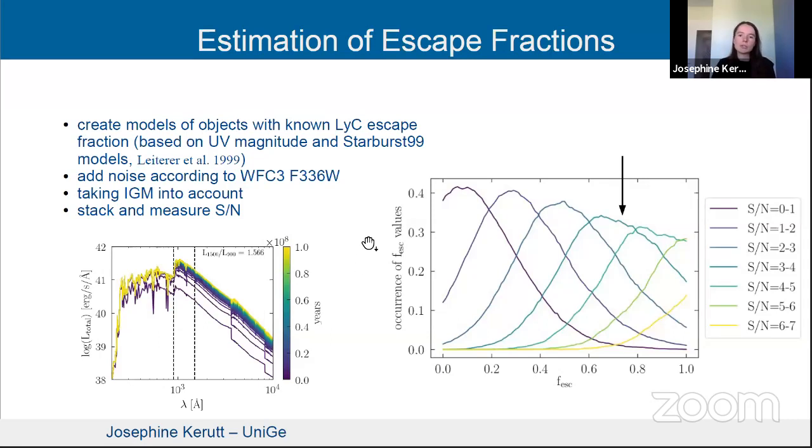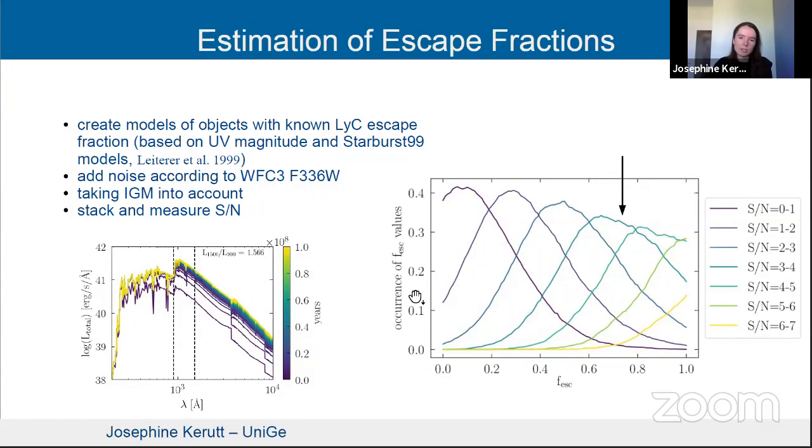And then I assume a specific escape fraction in certain steps and add noise according to the 336 band, and also take the IGM into account. Then I do this 10,000 times with all the objects that I have, and always stack them and measure the signal to noise to see what the distribution would look like. And this you can see in this plot here.